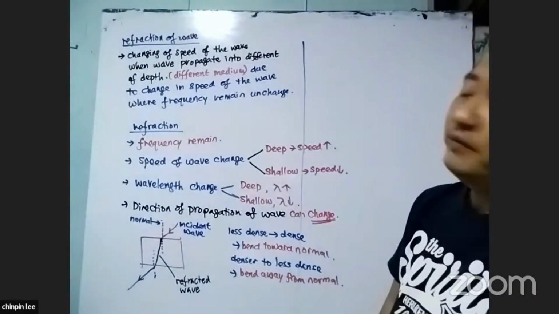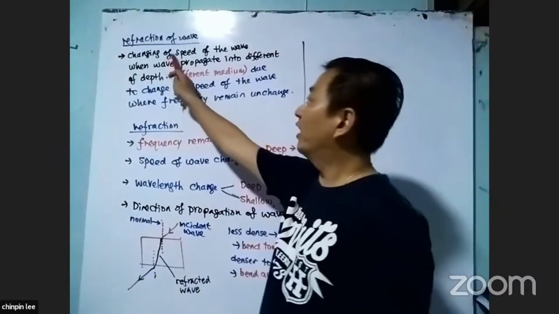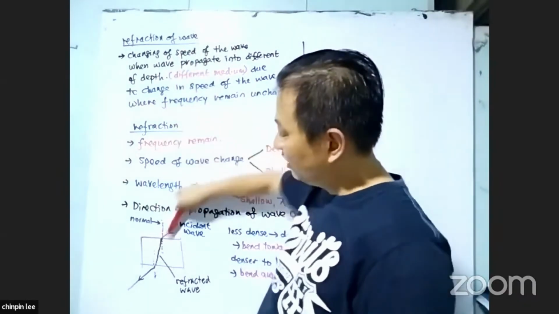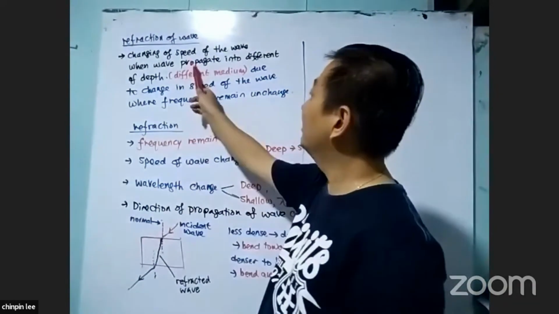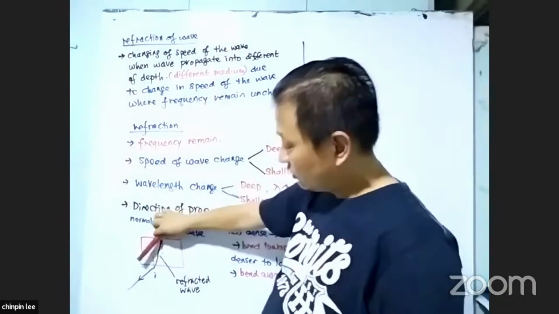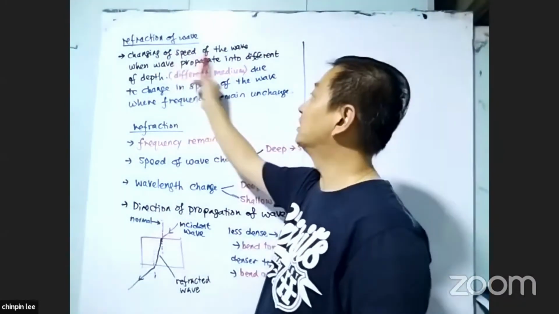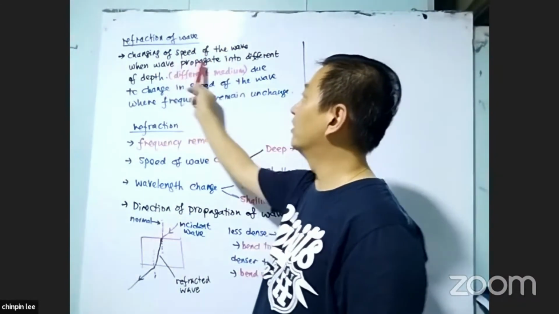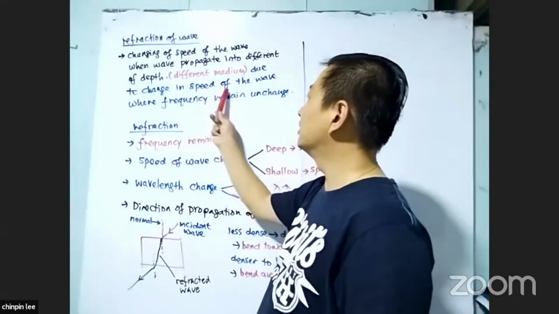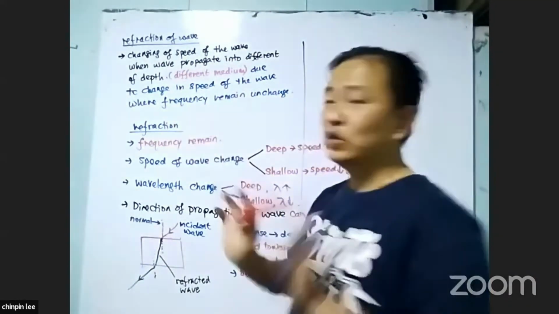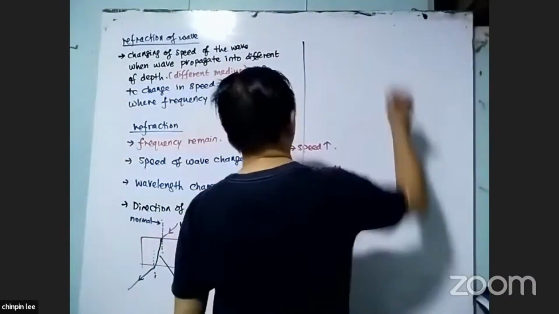All right. Let me explain to you what refraction is. Refraction of wave is when the wave comes here, it is fast, and then it enters this medium, the glass, a different medium. So you bend toward or away from the normal, because of the change in speed, where the frequency has no change.